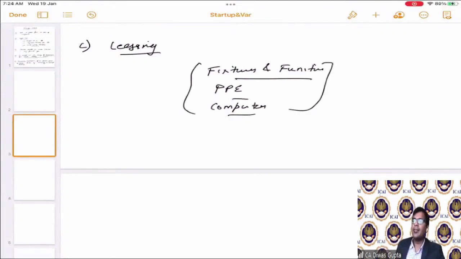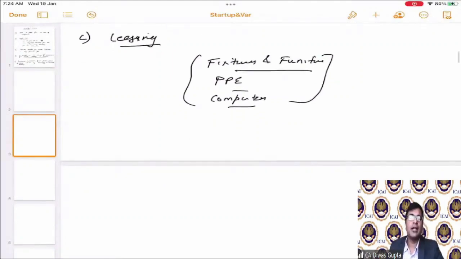For example, any startup. Now, what will happen is, since they don't have enough money to purchase and do a capex here, correct? For doing the capex, they need to have that hard cash with them, which they don't have. So what will happen? Instead of going and purchasing it, they can find some companies who are currently giving assets on lease, and they can take it on lease.